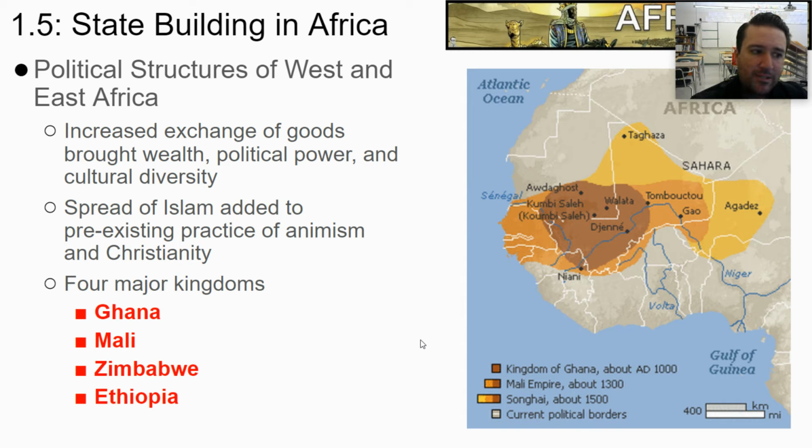Islam basically spreads to this part, and then to make it more attractive to the people, a lot of the Islamic beliefs blend with a lot of the animism and Christianity that sometimes existed there already. And so we do see a more unique version of Islam, a unique practice of Islam in these parts of the world comparatively to where you find Islam in, say, the Abbasid Caliphate. So that's something that is worth noting as well. So there were four major kingdoms. We're going to talk about each one: Ghana, Mali, Zimbabwe, and Ethiopia, that existed in Africa during this time.